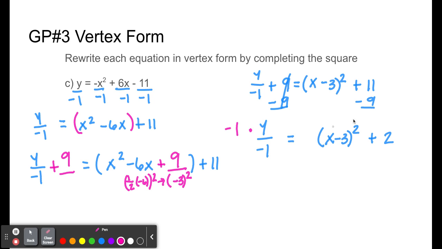So I said both sides, but we have to make sure we're multiplying it to all terms. So these divide out, leaving us with y. Negative 1 times our binomial is going to be negative x minus 3 squared, and negative 1 times 2 is a negative 2.